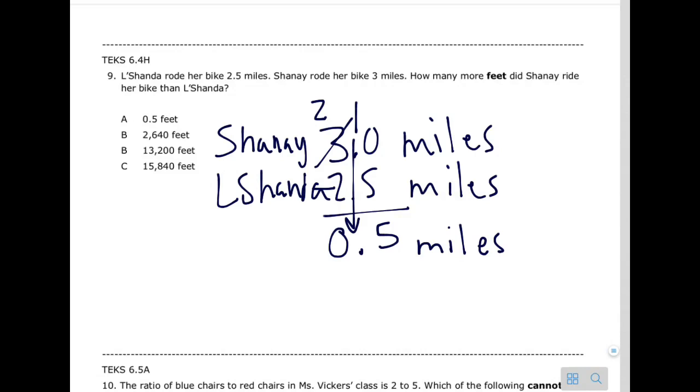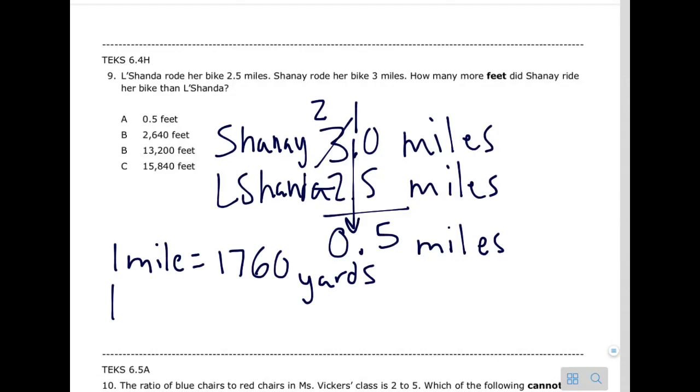I need to convert miles to feet. On my formula chart, it says 1 mile equals 1,760 yards. And then it says 1 yard is equal to 3 feet.